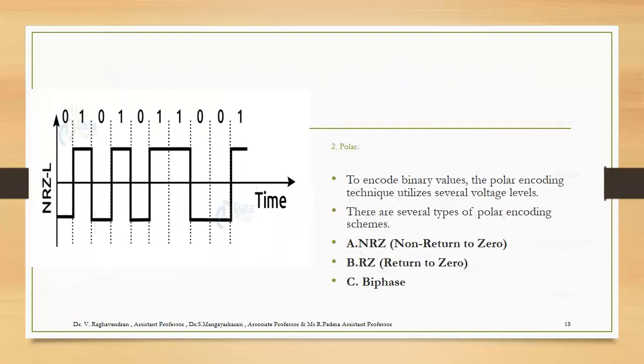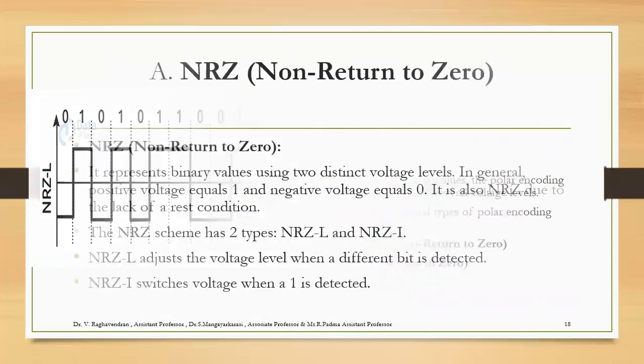The second category is polar. To encode binary values, the polar encoding techniques utilize several voltage levels. There are three different types of polar encoding schemes. The first one is NRZ. The second one is RZ. Third one is biphase. NRZ means non-return to zero. RZ means return to zero. Biphase. These three are the polar encoding techniques.